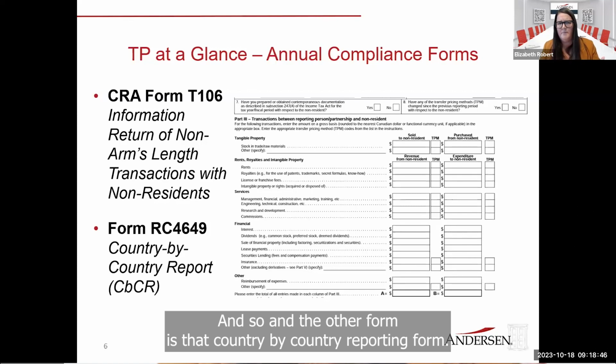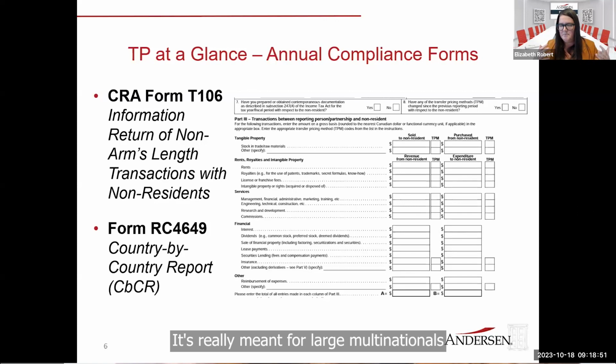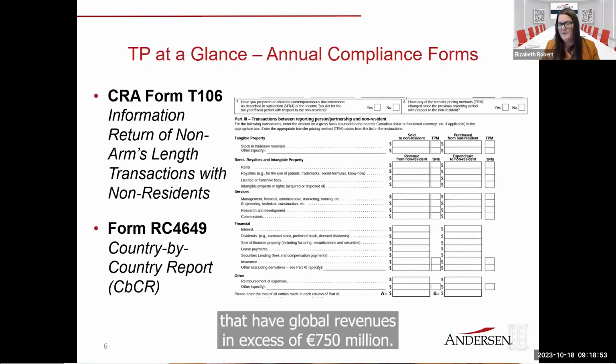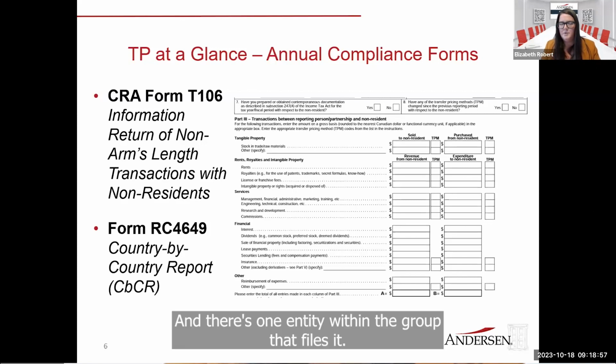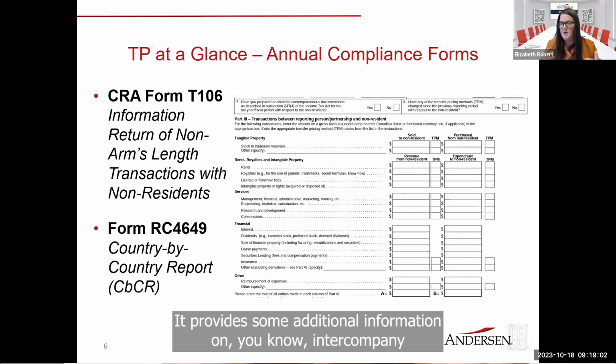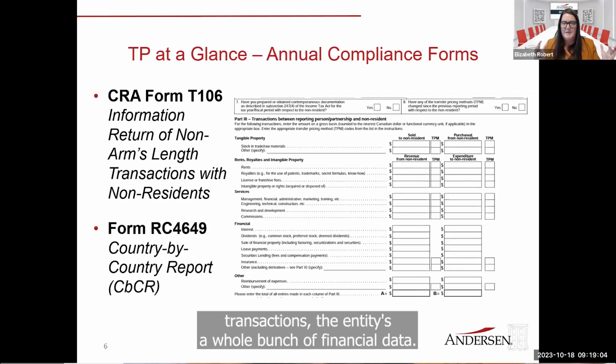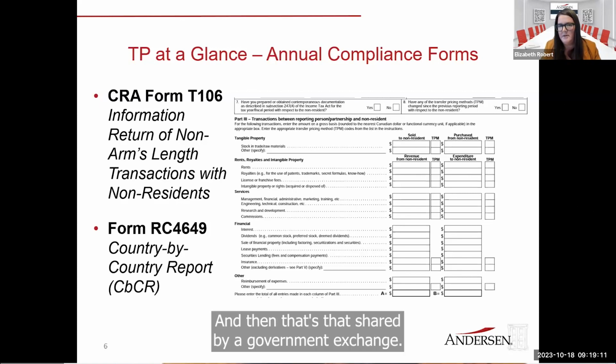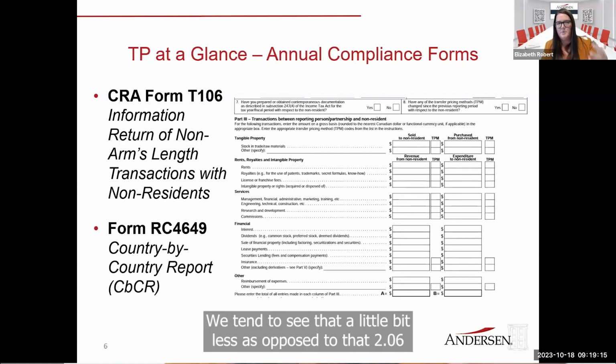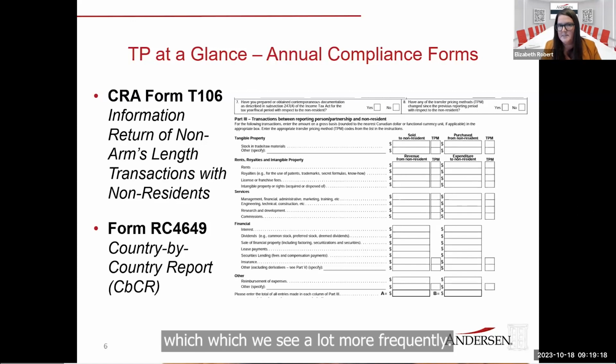The other form is the country by country reporting form. It's really meant for large multinationals that have global revenues in excess of 750 million euros. There's one entity within the group that files it. It provides additional information on intercompany transactions, the entities, and a whole bunch of financial data, and then that's shared via government exchange. We tend to see that a little bit less as opposed to the T106, which we see a lot more frequently.